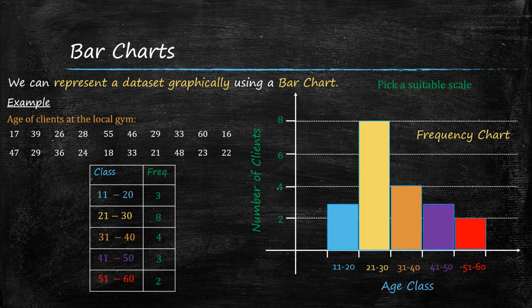Now normally you'll see the bar chart drawn like this with vertical bars, but bar charts can also be drawn with horizontal bars. You could flip this graph around and you could draw the bars horizontally if you so wished. But this is the normal way a bar chart is drawn, with vertical bars.